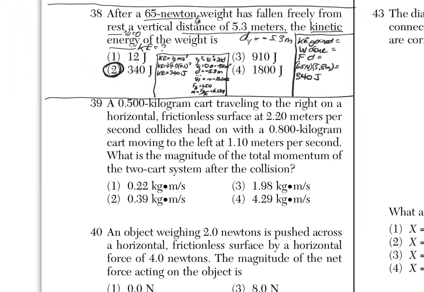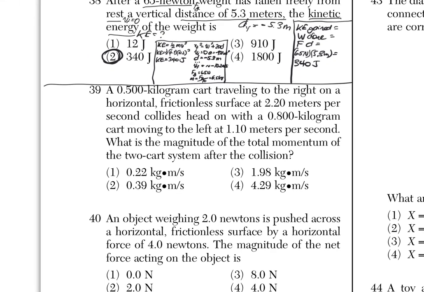All right, 39. So we're colliding, so this is a momentum problem. And it wants to know the total momentum of the two-car system after the collision. So the total P before equals P after, and that's on the reference table. So it's asking about the momentum after, so we have to take a look at the momentum before.